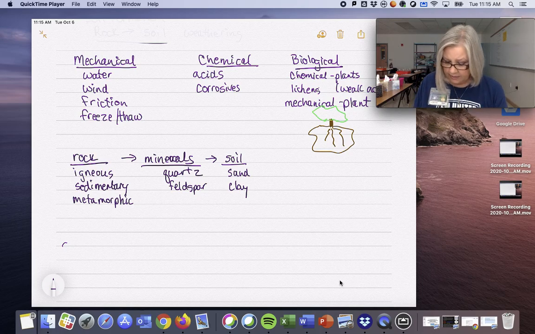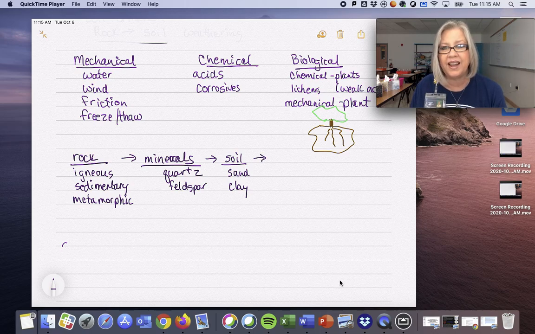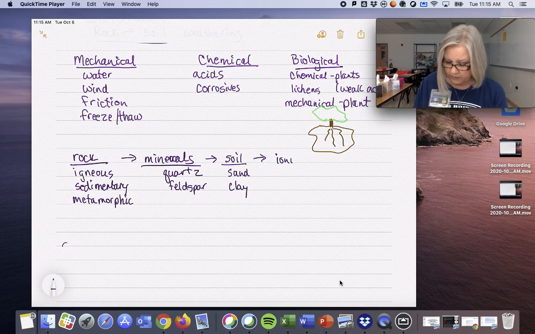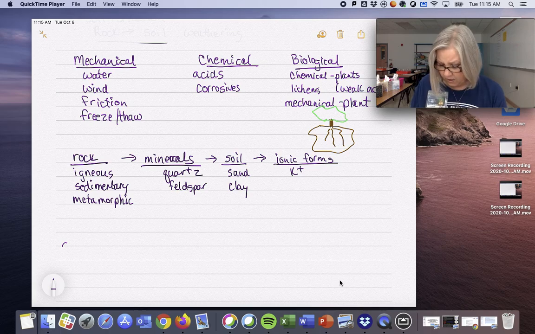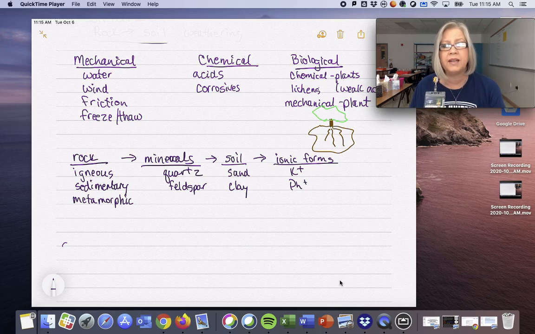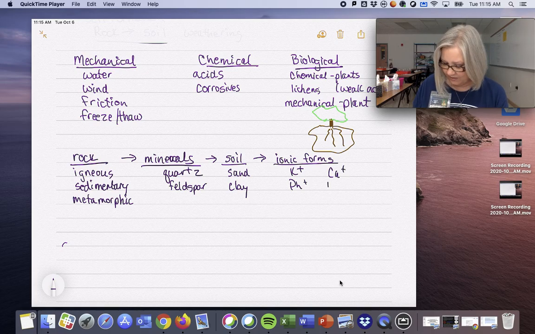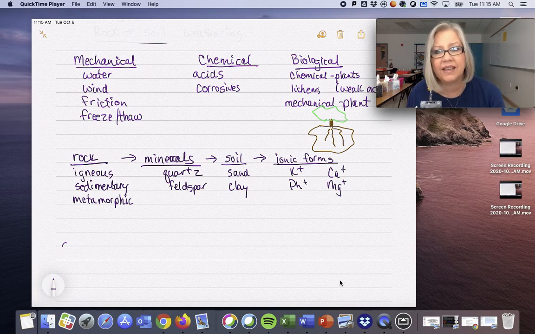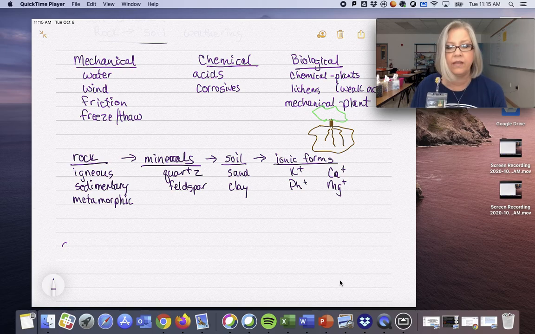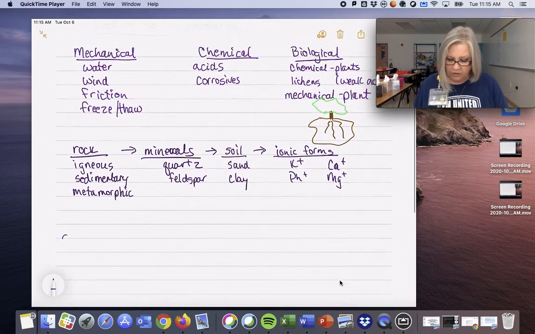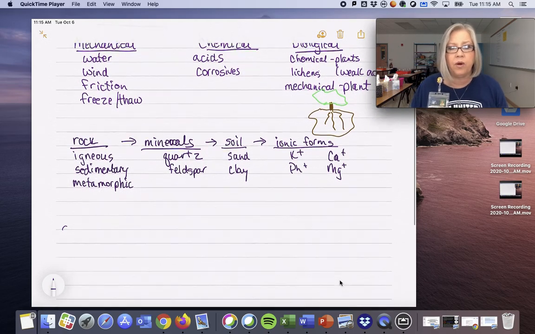All right, now these soils actually can be broken down into smaller and smaller pieces even still, and that is they can form their ionic forms. So from the ionic forms, we can get things like our potassium, our phosphorus. All of those can come from the breakdown of soil itself, our calcium and magnesium as well. So each one of those can be present in their ionic form within the soil. Okay, so we've talked about our weathering process.